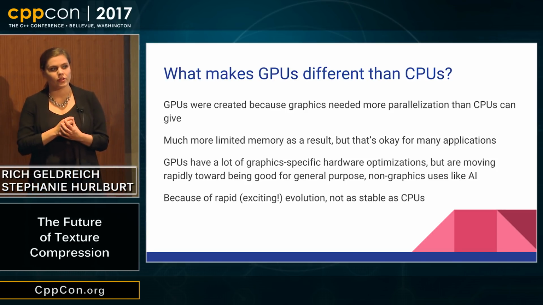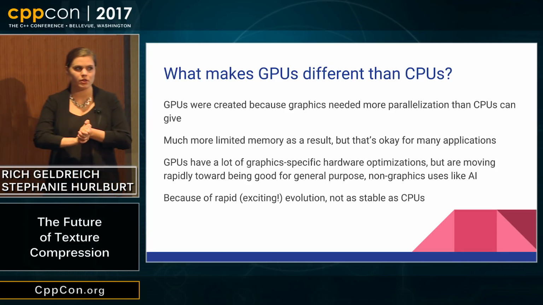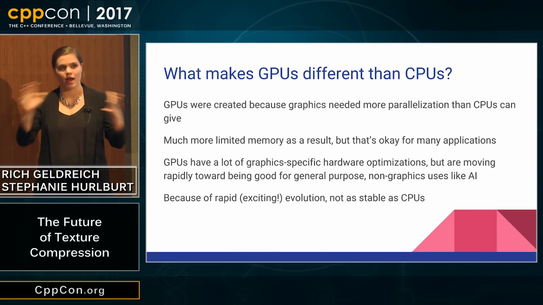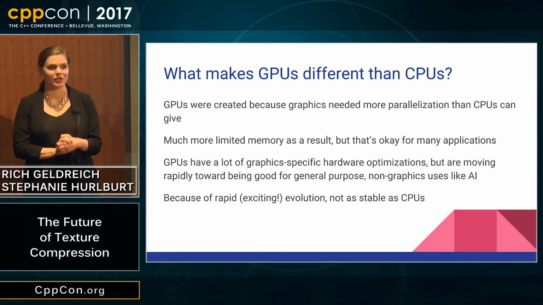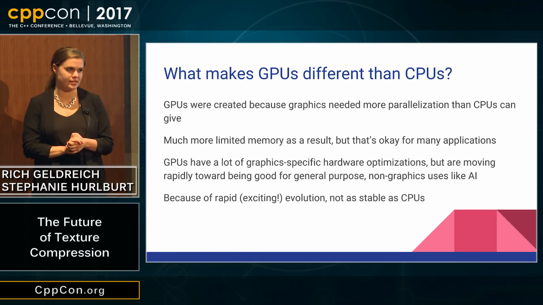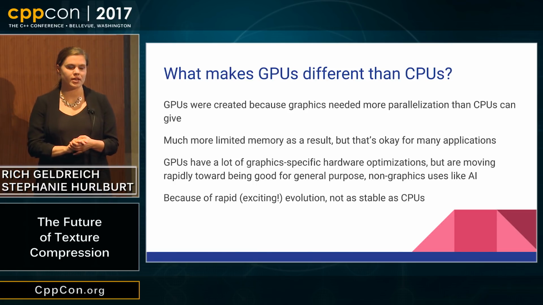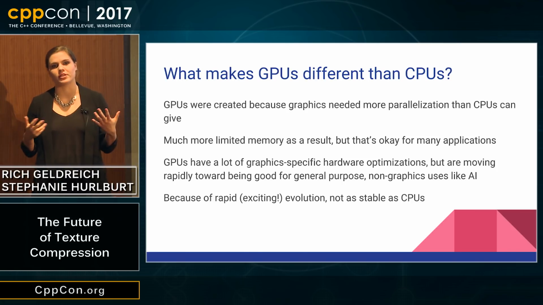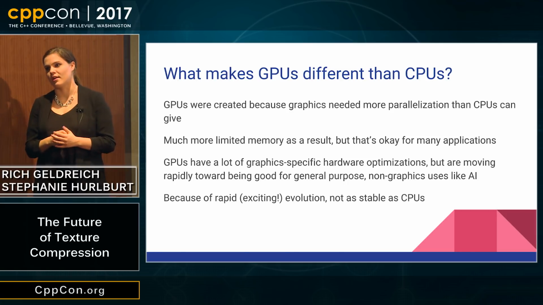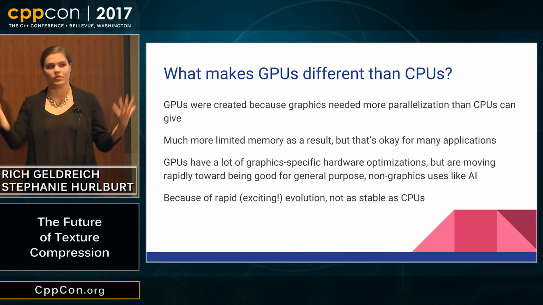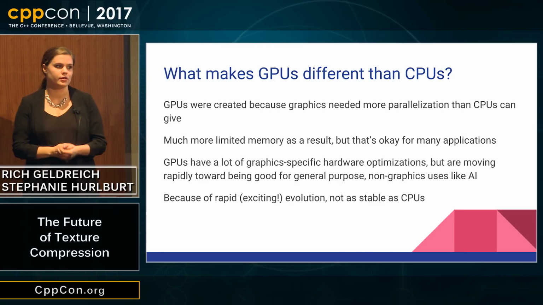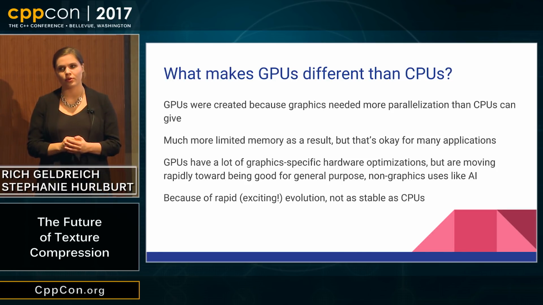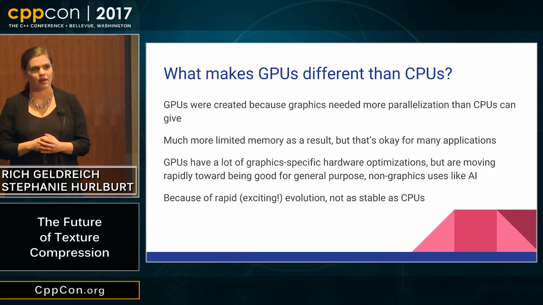For those unfamiliar, GPUs are basically why we exist: to make texture compression on GPUs. So it's really important to our algorithms and to our business. They were created because graphics requires a lot of parallelization, and you really don't need a lot of memory for a lot of the standard rendering going on. So graphics processing units were created. They have more limited memory, but it's okay for a lot of applications.